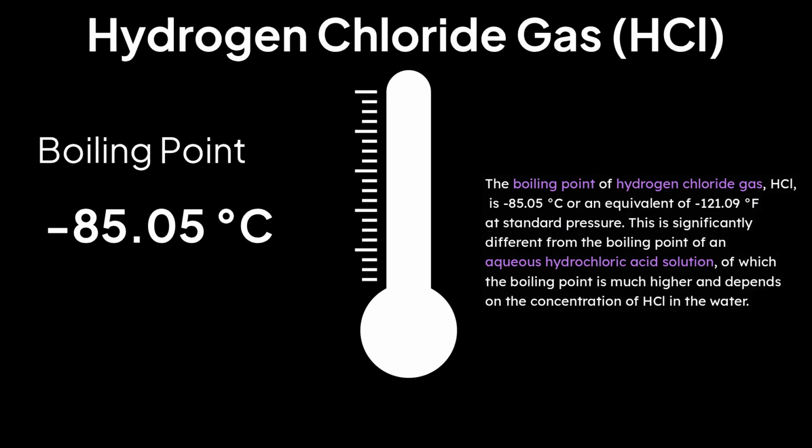Hydrochloric acid, known under the chemical symbol of HCl, typically refers to either surplus or spent hydrochloric acid. The boiling point of hydrogen chloride gas, HCl, is minus 85.05 degrees Celsius or an equivalent of minus 121.09 degrees Fahrenheit at standard pressure. This is significantly different from the boiling point of an aqueous hydrochloric acid solution, of which the boiling point is much higher and depends on the concentration of HCl in the water.